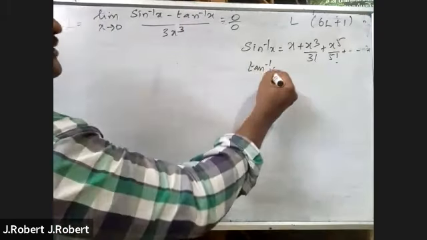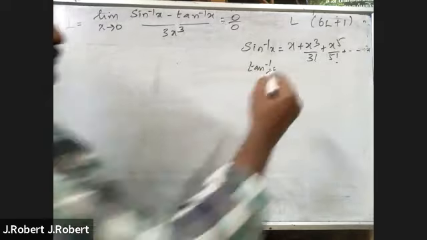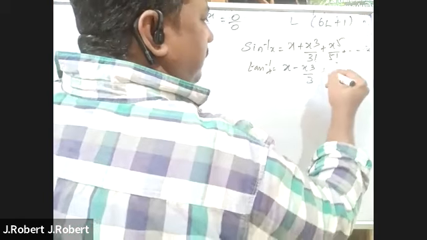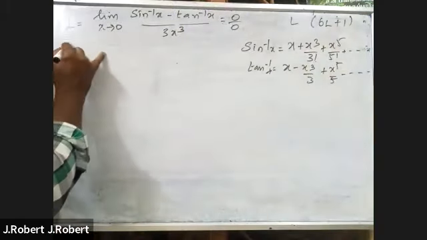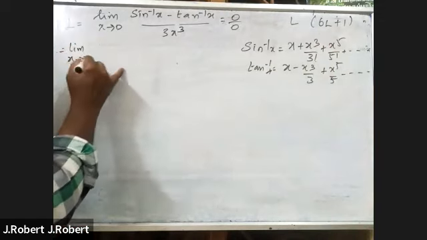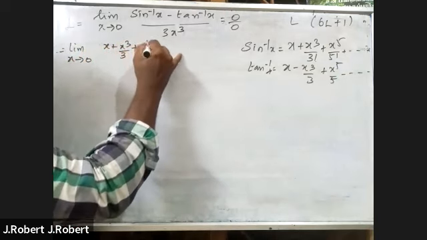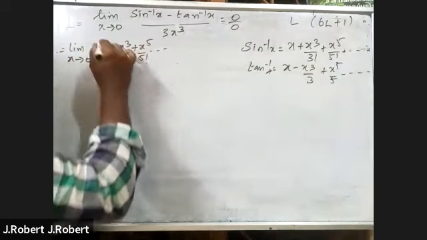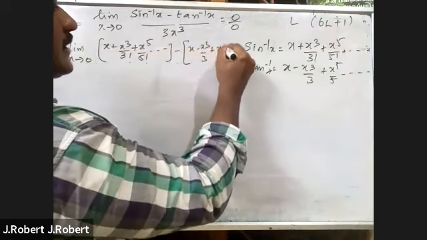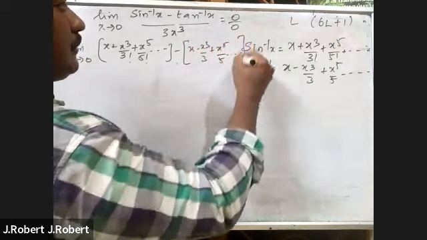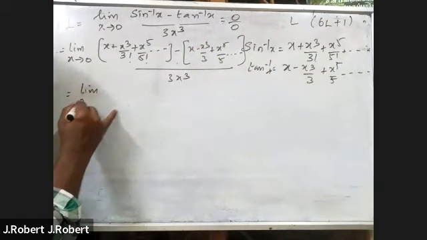And tan inverse of x again, we have the expression x minus x cube by 3 plus x power 5 by 5, alternate symbol, and so on. Now you apply the limit x tends to 0. Sin inverse of x, I can write this as x plus x cube by 3 factorial, x power 5 by 5 factorial and so on. And the next one, minus of x minus x cube by 3 plus x power 5 by 5 and so on, divided by 3x cube, which equals limit x tends to 0.